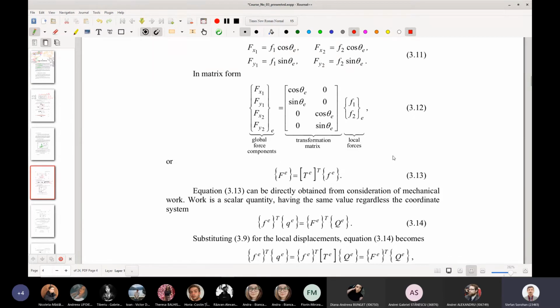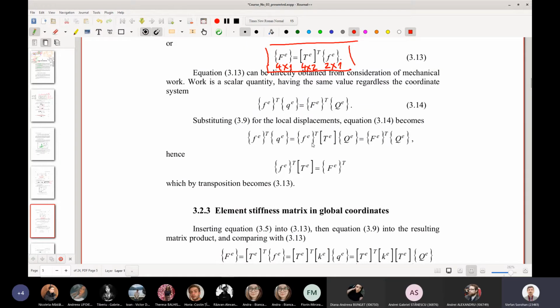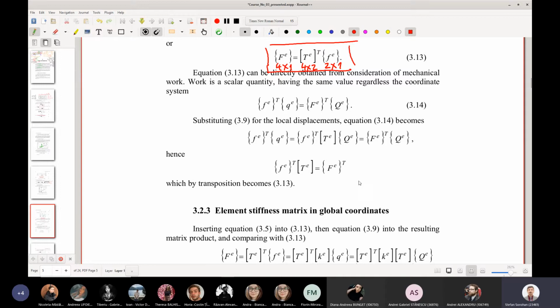So again in matrix form we obtain a relationship like that, in which this one is 4 by 1, this one is 2 by 1, and this transformation matrix is in transposed form. So in transposed form, this is 4 by 2. It is the previous one where the rows become columns.